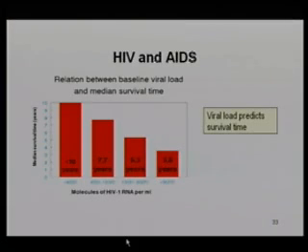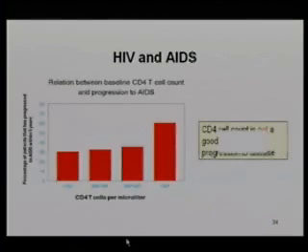So one of the things that's done with all patients is to look at their viral load. Now, CD4 cell numbers are not a very good predictor until later on in the course of the disease. So the viral load at the set point, measured by PCR, is a good predictor of how the patient is going to survive.